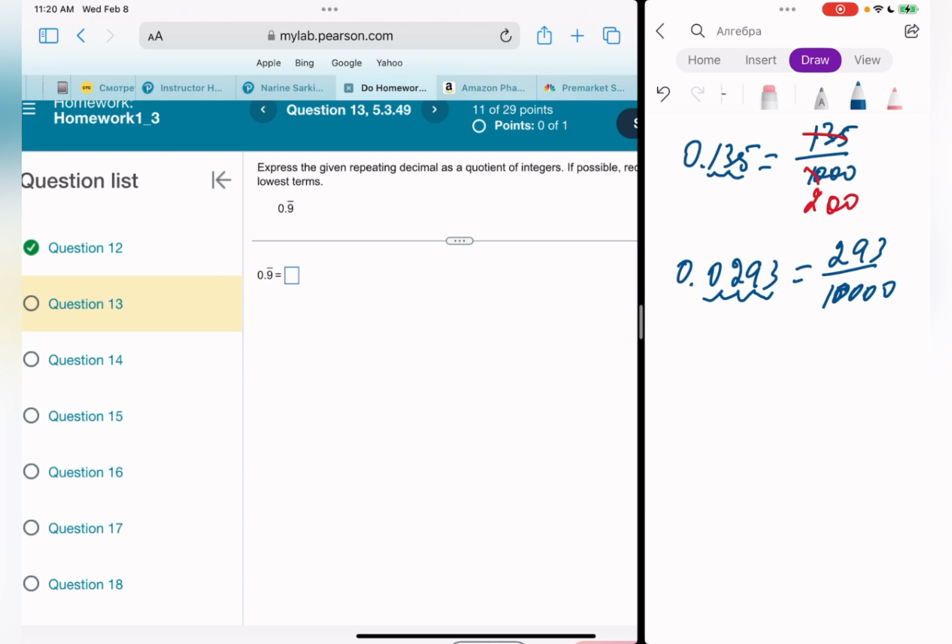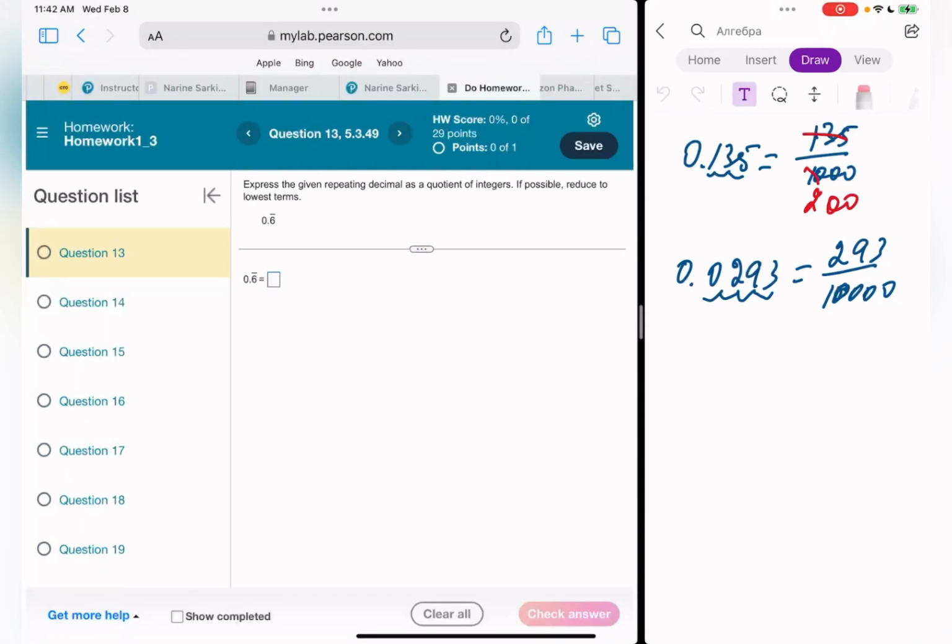0.9. Okay. Question number 13, we need to again convert repeating decimal to fraction and reduce to lowest term. Okay, let's see what we have. 0.6.